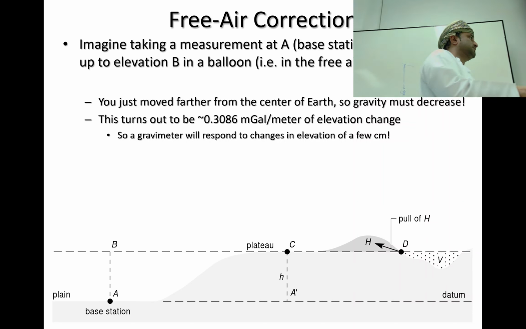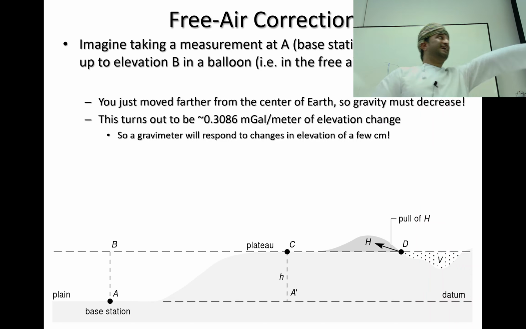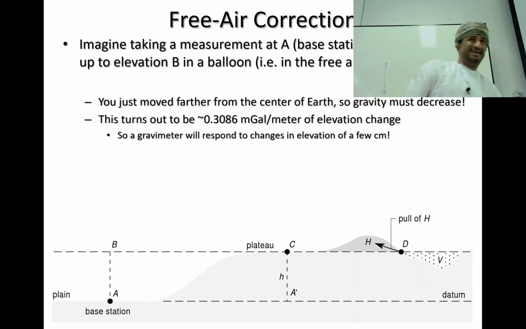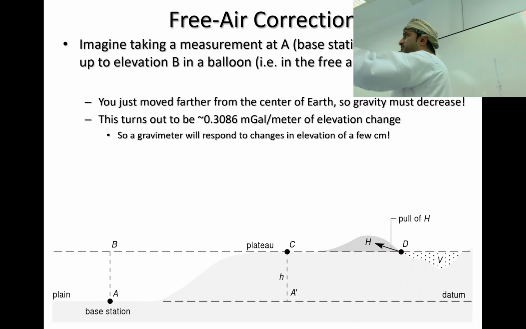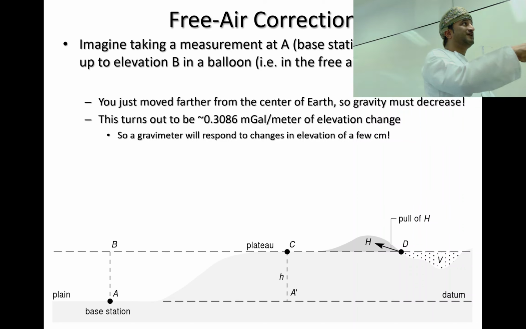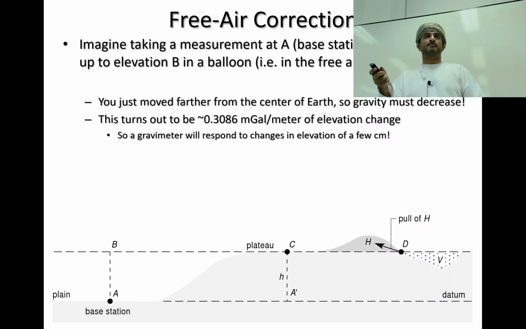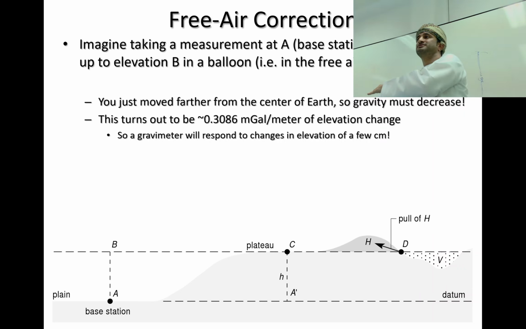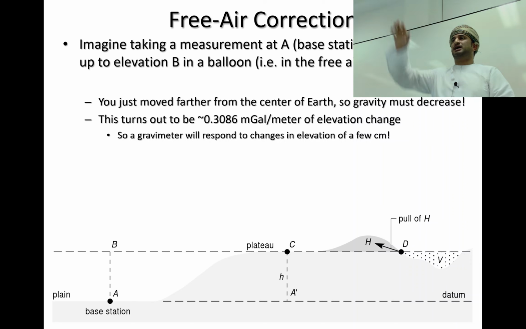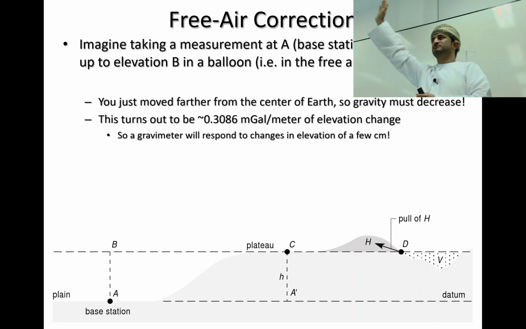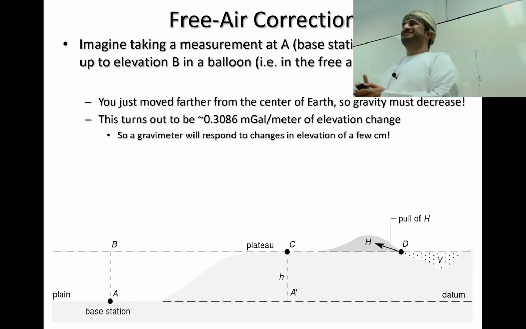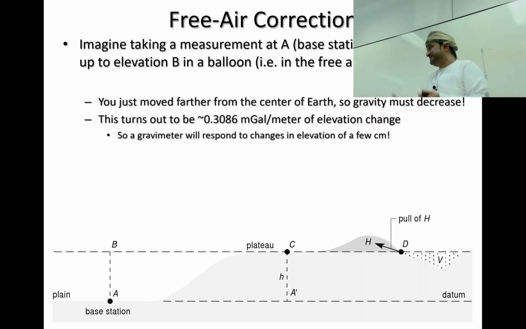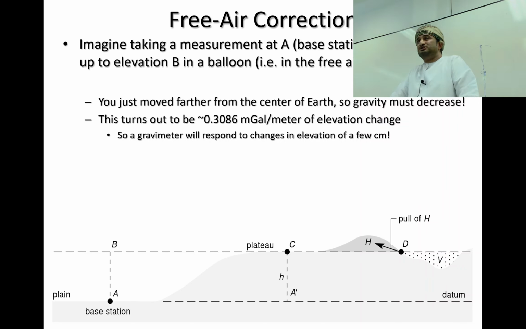So if I move up, should I add that? That's my point A. If I moved up by 1 meter, should I add that much value or subtract, remove? Should I add it to my reading or remove it? If I'm moving up, add. Who says add? Who says remove? You add it, come on. Because the gravity is decreasing. It's decreasing because I moved up. The geology beneath me is the same. It decreased. So I need to add that much.